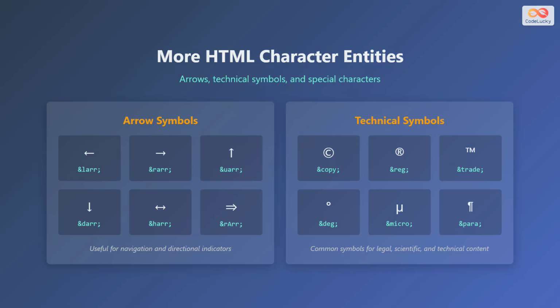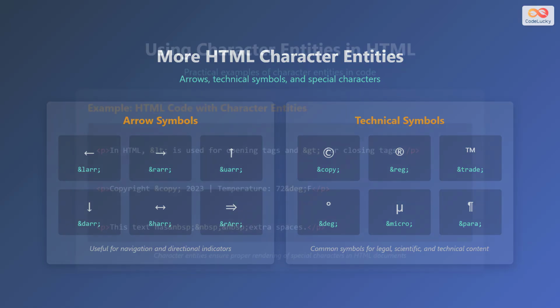For technical symbols, we have the copyright symbol, represented by &copy;, the registered trademark symbol, represented by &reg;, the trademark symbol, represented by &trade;, the degree symbol, represented by &deg;, the micro symbol, represented by &micro;, and the paragraph symbol, represented by &para;. These are common symbols for legal, scientific, and technical content.